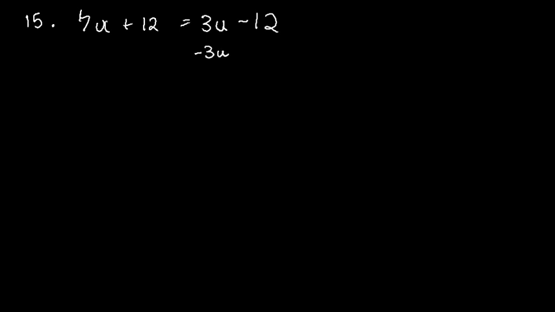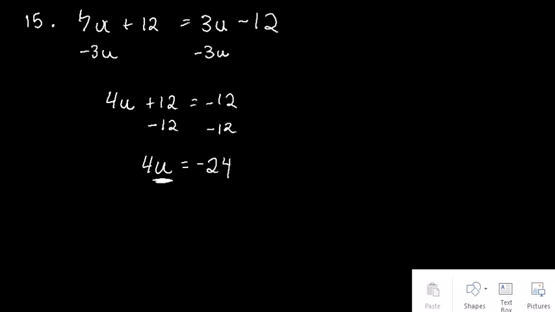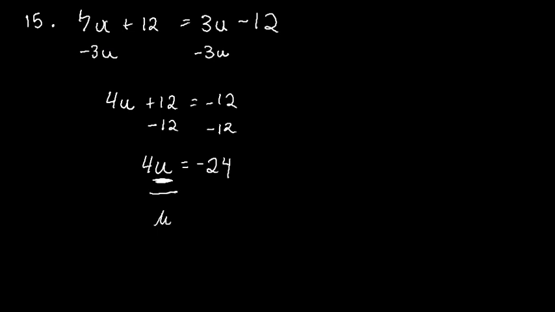So I'm going to go ahead and subtract 4u from both sides, and get 4u plus 12 equals negative 12. Now I'm going to subtract 12 and get 4u is negative 24. What you do to one side, you always have to do to the other. And then in order to get, this looks similar to number 14, in order to get that u by itself, you need to divide both sides by 4. You need to undo what is being done. So negative 24 divided by 4 is negative 6.